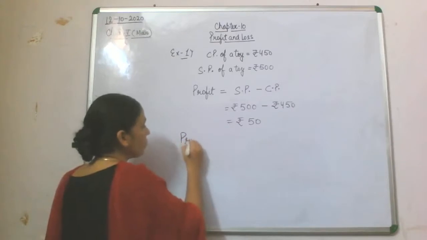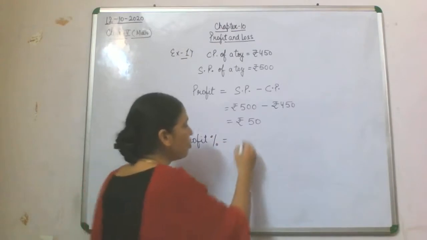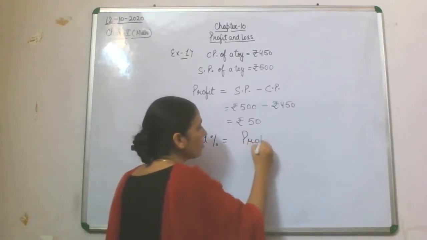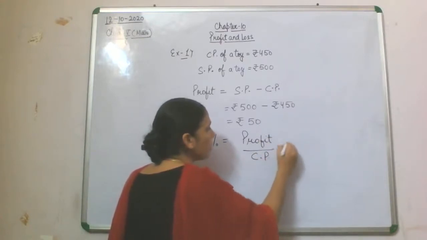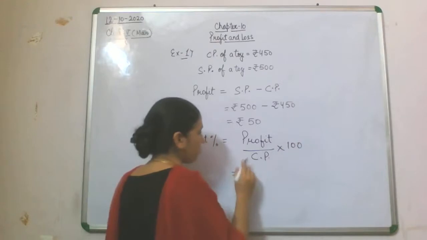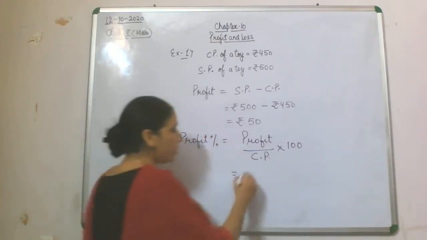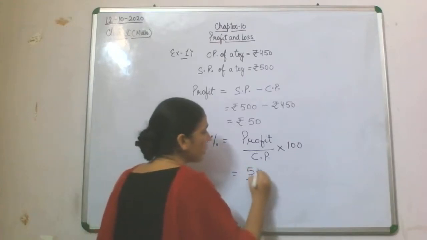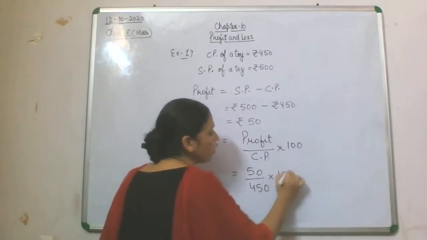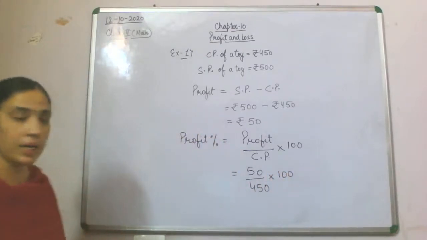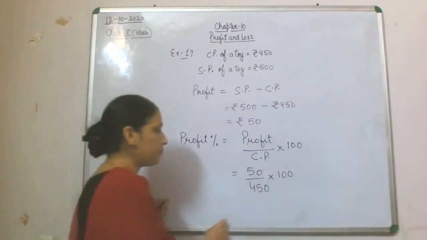We'll start with the formula. Profit percent is equal to profit divided by CP multiplied by 100. So what is the profit here? Profit is rupees 50. That will be divided by 450 and multiplied by 100. The 100 is for the percentage. So now let's calculate.